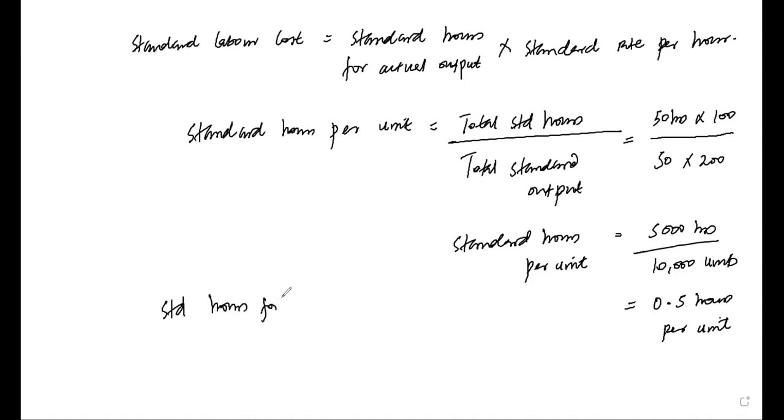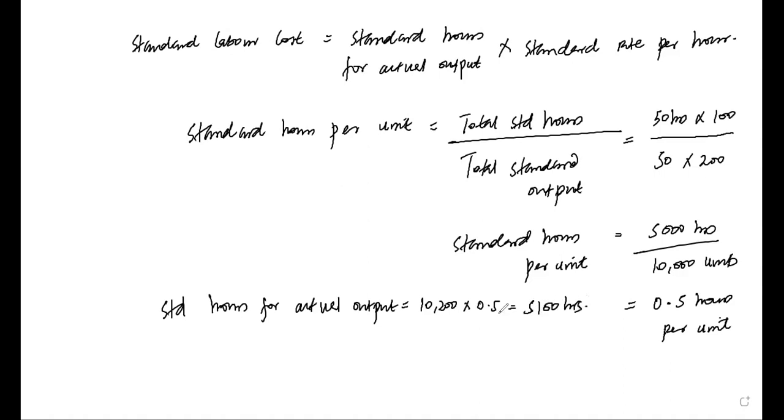Therefore, our standard hours for actual output: in a week, the factory produced 10,200 units. And if each unit is taking 0.5, then it means that those 10,200 units should take 5,100 hours.